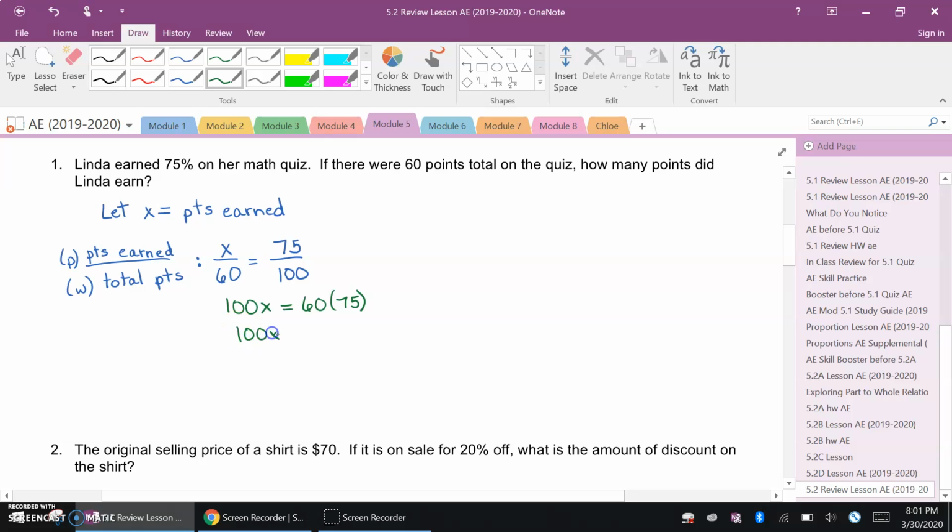When you multiply that into your calculator, you will get 4,500. But the thing is, we need to get x all by itself, so we have one more step of dividing by 100, and we will get 45. So what that means is that Linda earned 45 points on her quiz.